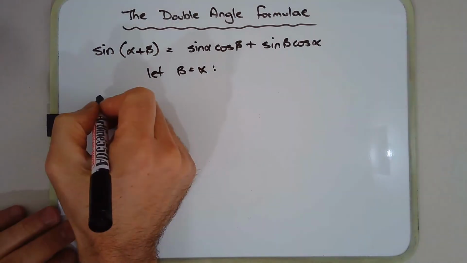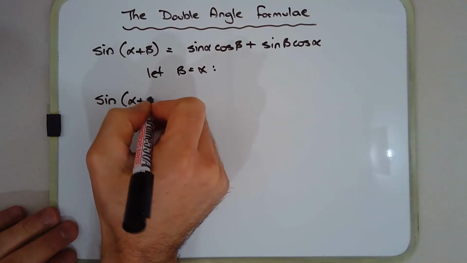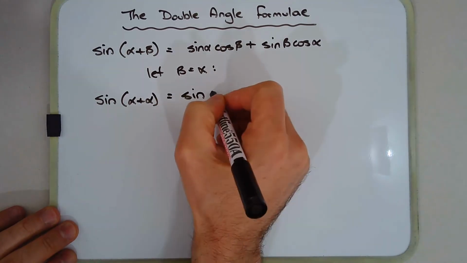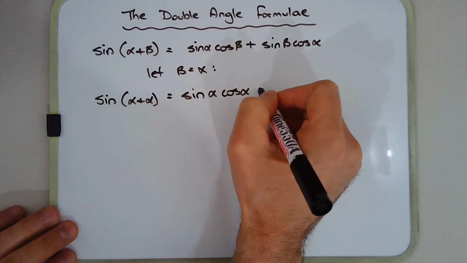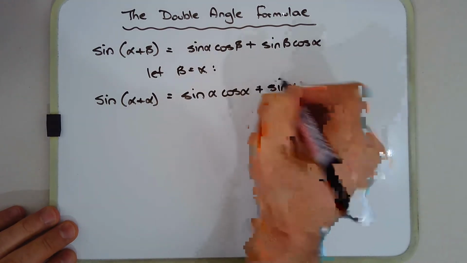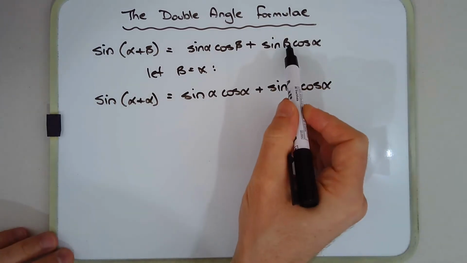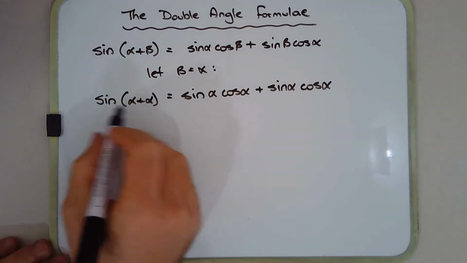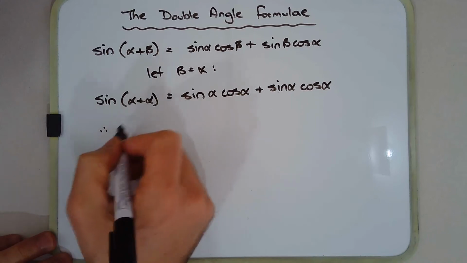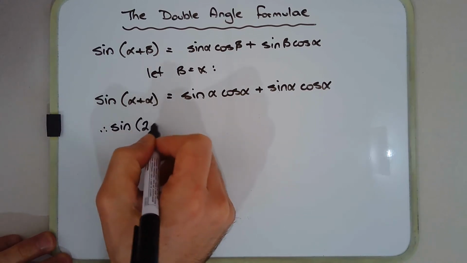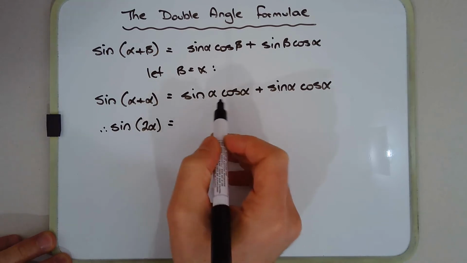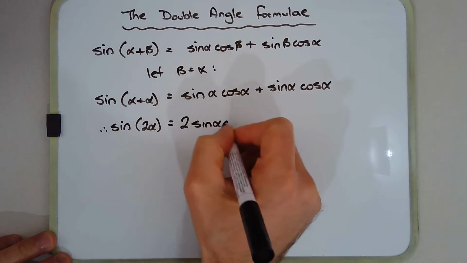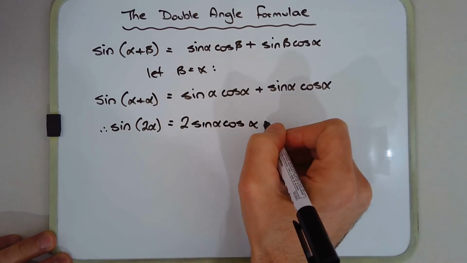What does that mean? That means that sine of alpha plus alpha is equal to sine of alpha cos of alpha plus sine of alpha cos of alpha. We're just replacing the betas with alpha since we're letting beta equal alpha. Now sine of alpha plus alpha, that's just sine of 2 alpha. And sine alpha cos alpha plus sine alpha cos alpha means we have two of them. So that's 2 sine alpha cos alpha, and that's it.